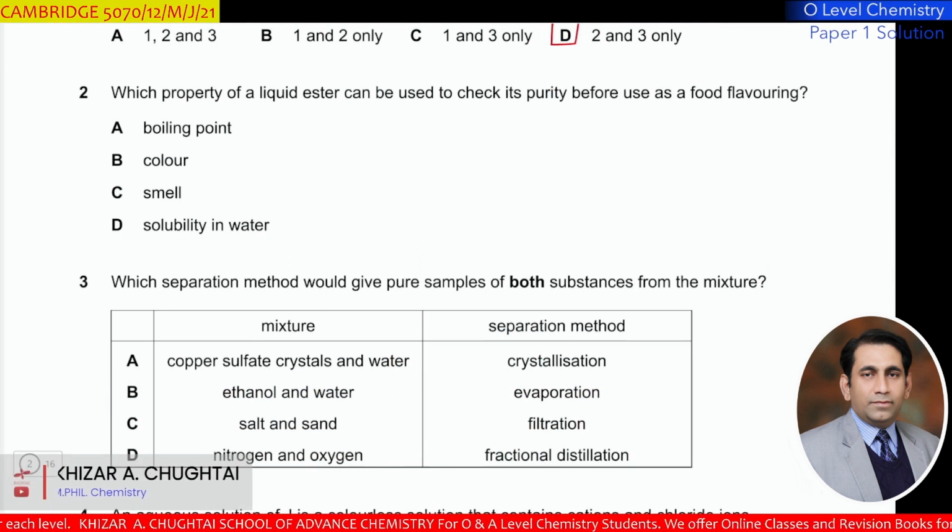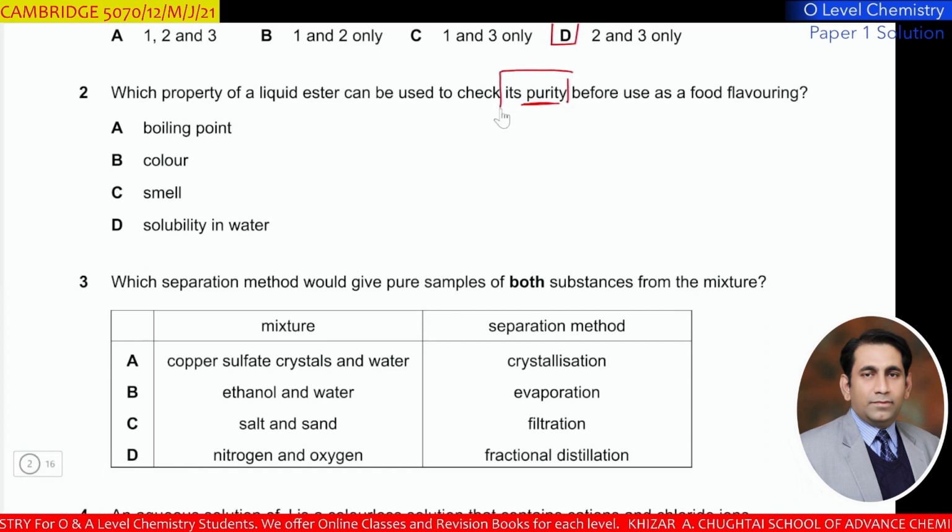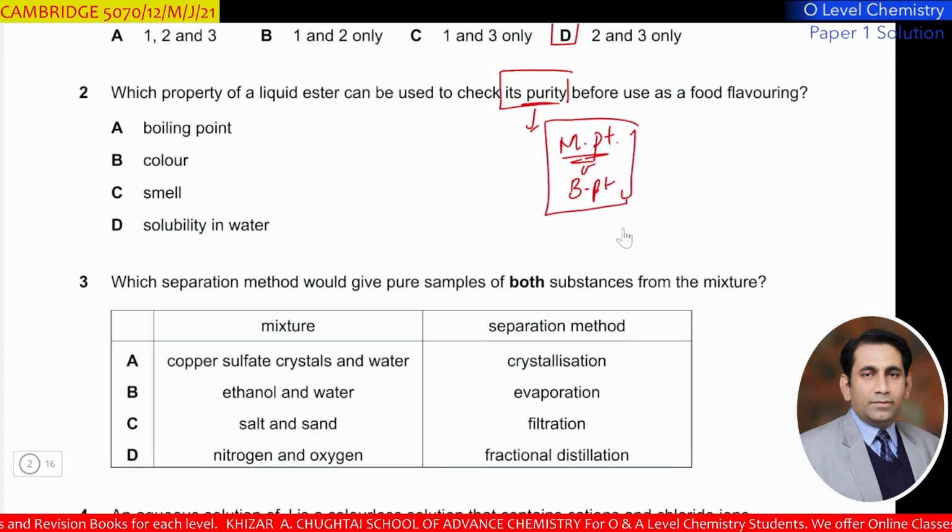Question number 2. Which property of the liquid ester can be used to check its purity before use as food flavoring? To check the purity, we have to use the data of melting point or boiling point. If a substance shows a sharp melting point and sharp boiling point, fixed melting and fixed boiling point, it is said to be a pure substance. So the criterion of purity is melting and boiling point. So A is the correct option.